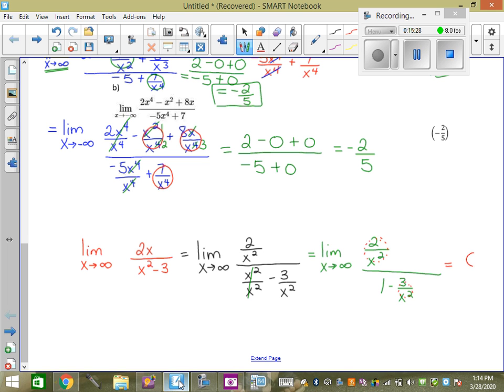So my answer is actually going to be 0 over 1 minus 0, which is 0. So technically, as I approach infinity, my horizontal asymptote is 0. What did I tell you in 30-1? If the numerator is a smaller degree than the denominator, your horizontal asymptote is always y equals 0. Look, this is why. It's because you're going to divide by the largest exponent, and that numerator is actually going to become 0 because it doesn't have the largest exponent on it.